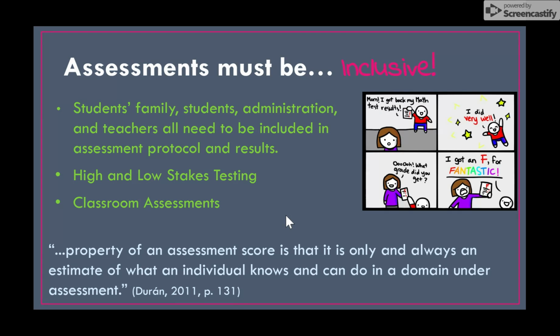So assessments must be inclusive. And I love this picture because students get tests back or grades back, and what the parent thinks, what the teacher thinks, what the students think, sometimes they don't align. So students, family, administration, teachers all need to be included in what's being assessed, how are the results being used? Is it high stakes testing? Is it low stakes testing? What are the results of this? And why are we administrating it?